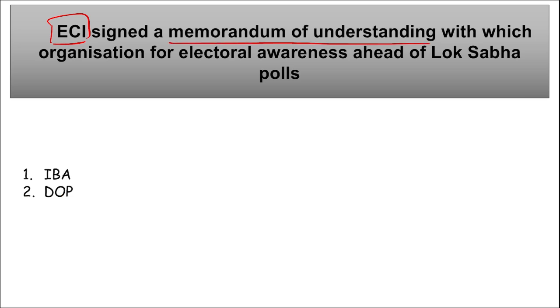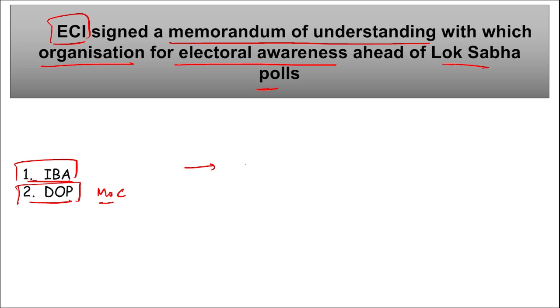Next is ECI, Election Commission of India. They signed an MOU with which organization for electoral awareness ahead of Lok Sabha polls? So Election Commission of India, they signed a memorandum of understanding with IBA, that is Indian Banks Association, and Department of Post, that is DOP, that comes under the Ministry of Communication. And the aim of this MOU between ECI, IBA and Department of Post is to basically enhance the voter awareness, correct?